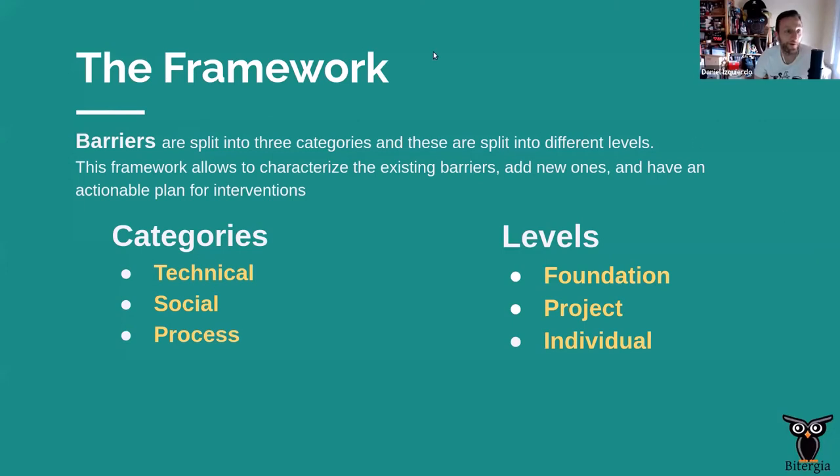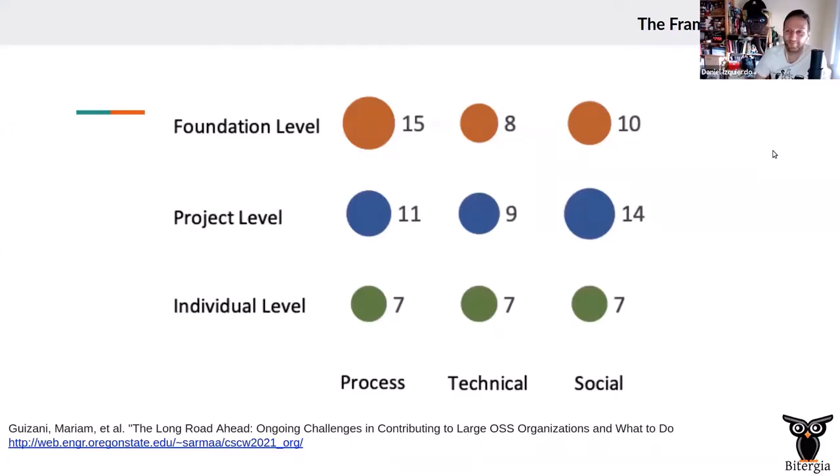For the framework, what we did was these 88 barriers were split into three main categories. And then these are at the same time split into different levels. So basically we have like nine options, let's say, where you can position each of the barriers. So this is useful to characterize the existing barriers, and then we can add new ones, move ones from one place to the other, and so on. But well, Mariam will provide more details in this case.